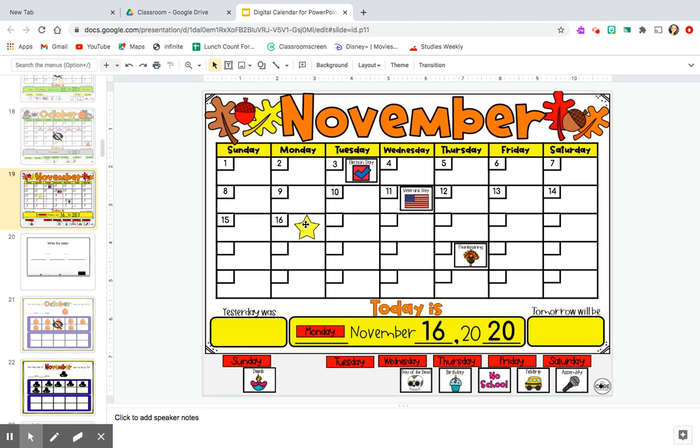Now, if I wanted to figure out yesterday, I'll look at my star and I'll go back one, I'll go all the way up here at the days of the week, and it tells me that yesterday was Sunday. If I want to figure out what tomorrow will be, I'll look at my star and I'll go forward. Look up here at my days of the week, and it says it'll be Tuesday. So tomorrow will be Tuesday.